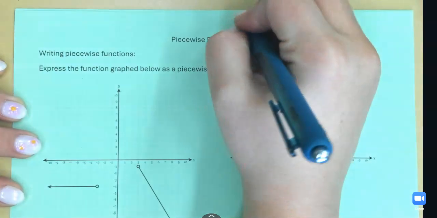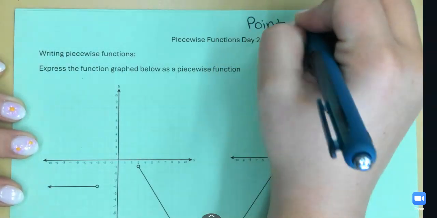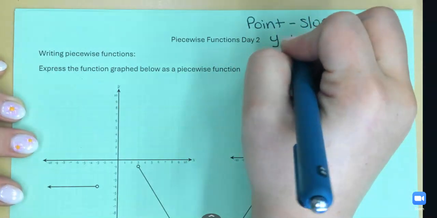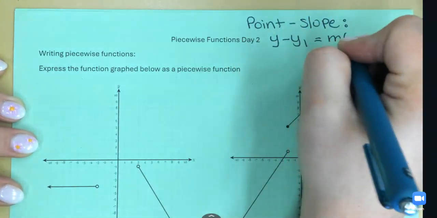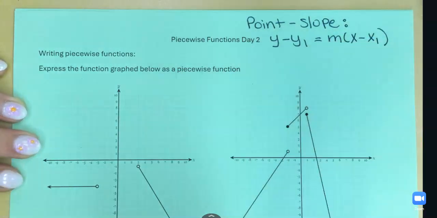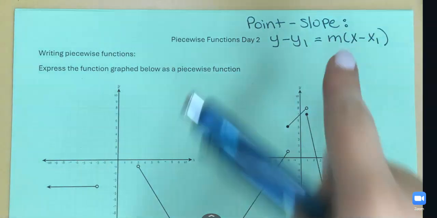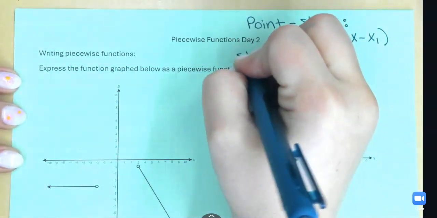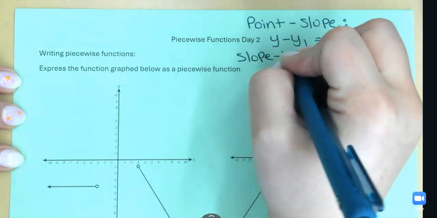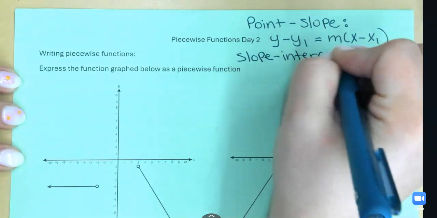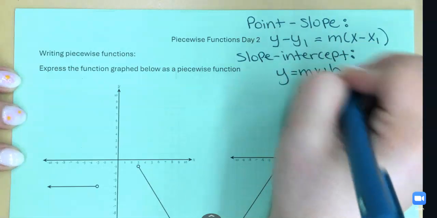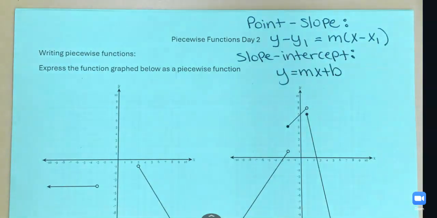The first one is point slope form, and if you have forgotten what point slope form is, that is y minus y1 equals m times x minus x1, where m is your slope and x1 and y1 are a coordinate pair on your graph. Okay. Another way you can do this is in slope-intercept form, which you might be more familiar with, and that is y equals mx plus b, where again m is your slope and b is your y-intercept.